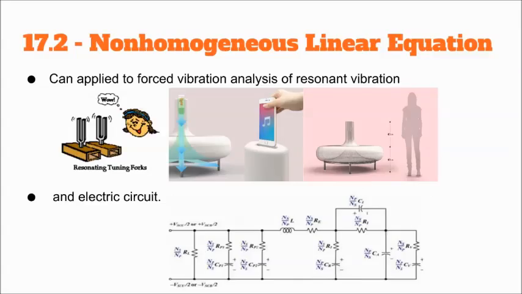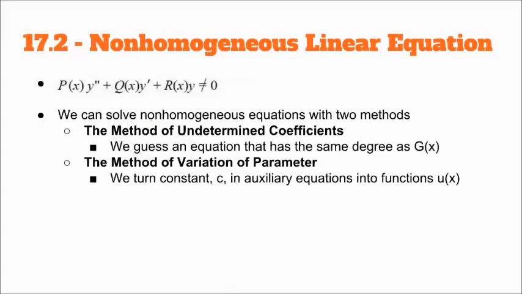Non-homogeneous linear equations. In this section, we'll learn how to solve second-order non-homogeneous linear differential equations with constant coefficients. Now, this could be applied to forced vibration analysis, resonant vibration, and electrical current, which we'll learn in further sections. Now, a non-homogeneous linear equation is of this form where p of x, q of x, and r of x are constant, and that equation is equal to g of x, where g of x is a continuous function that is not equal to 0.